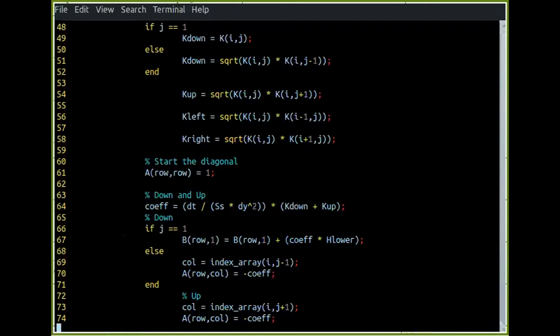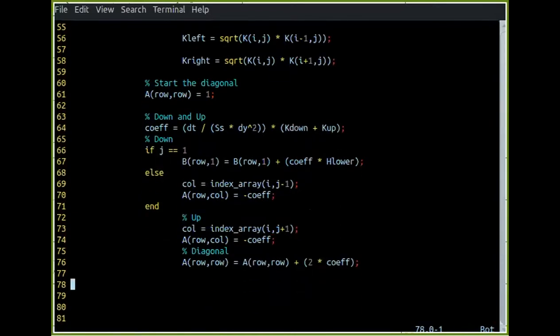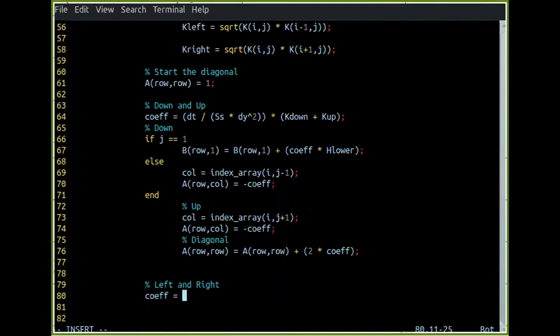Okay, so I want to take a second here and put together our left and right stuff real quick, because I never did that on this setup before, and I think it's an important thing to do. So here's how we would set that up. So this is left and right. We still define our coefficient. That's going to be basically the same: dt divided by Ss multiplied by, this time it's dx squared instead of dy, multiplied by k left plus k right. So that's going to be our coefficient.